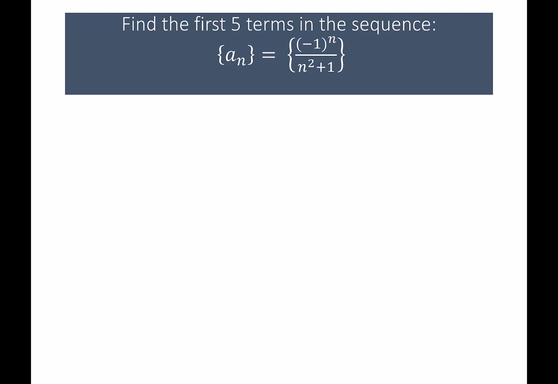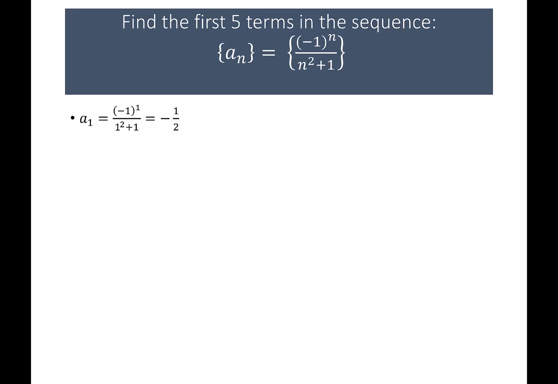Let's look at a little bit more complicated sequence. This time, a sub n is negative 1 to the n over n squared plus 1. a1 is negative 1 to the 1 over 1 squared plus 1. The numerator will be negative 1, the denominator is 2. When we move on to a sub 2, we have negative 1 squared over 2 squared plus 1. This time, when I square negative 1, I get a positive 1. And in the denominator, 2 squared plus 1 gives us 5. This tells us a sub 2 is 1 over 5.